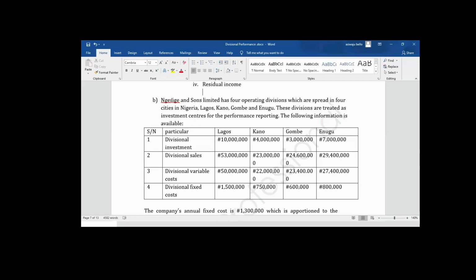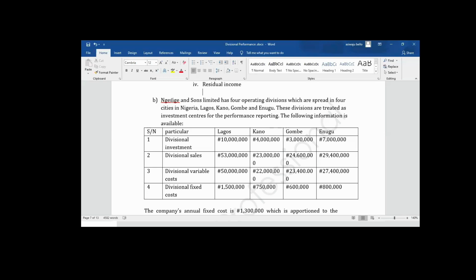Ingige and Sons Limited has 4 operating divisions which are spread in 4 cities in Nigeria: Lagos, Kano, Gombe, and Enugu. Divisions are treated as investment centers for performance reporting. The following information is available. Number 1, the divisional investments. For Lagos, we have 10 million naira. For Kano, 4 million naira. For Gombe, 3 million naira. For Enugu, 7 million naira.